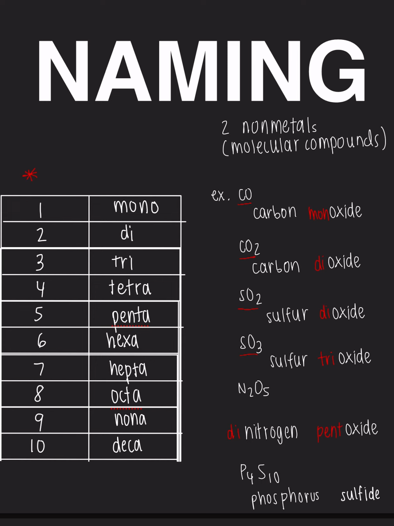So it's going to be tetra phosphorus, and I need to write a little more space. So give me 1 minute. It's going to be, again, it's 10. So it's deca. I don't like that A, but deca sulfide.